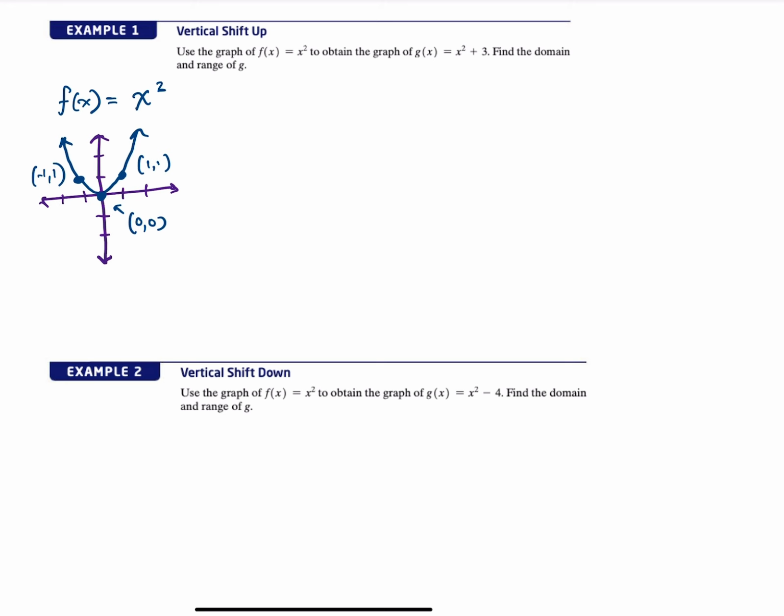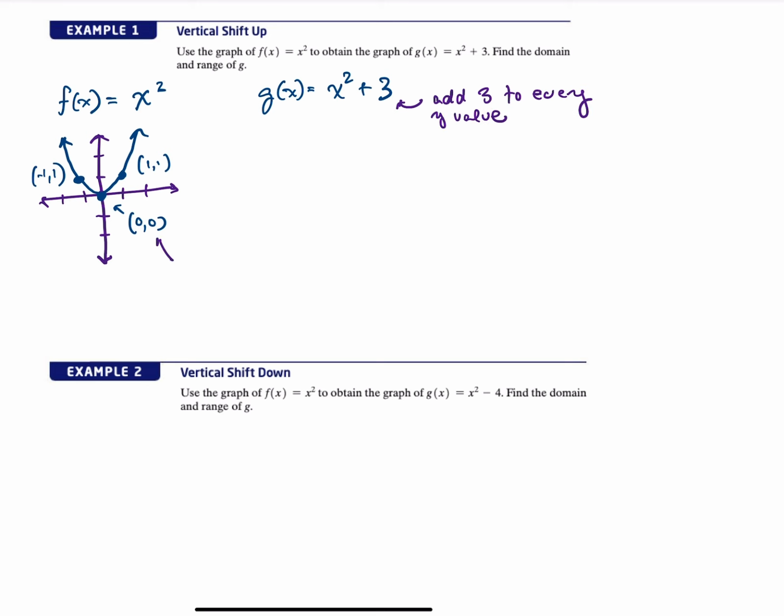Now we want to transform this into g of x, which is, I'll stick with the blue here, g of x is x squared plus 3. So we have our function, and then we're adding 3 on the outside. It's like going to add 3 to the result of the squared function. So we can imagine this is going to add 3 to every y value on the graph. That's another way of looking at this. So we'll add 3 to every y value.